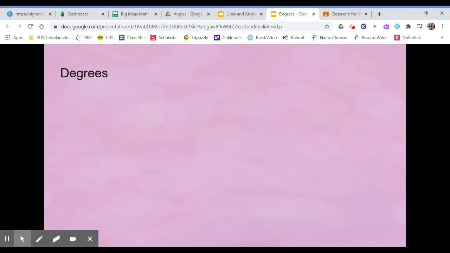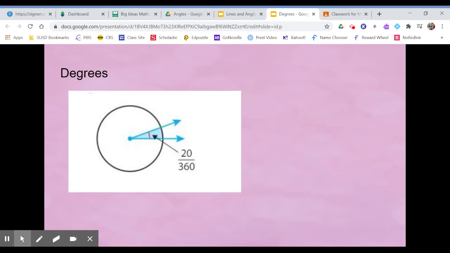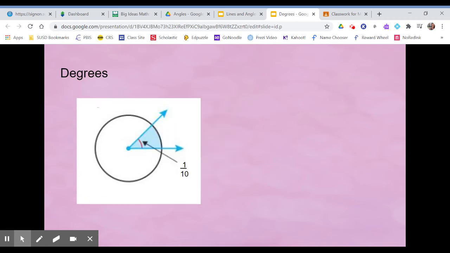For instance, if we see this example, it's telling us that this angle measure is 20 parts of the entire 360 circle. And we know that we automatically are just going to take that numerator for the degrees. So we can say because it is showing us 20 over 360, that automatically means it is 20 degrees.